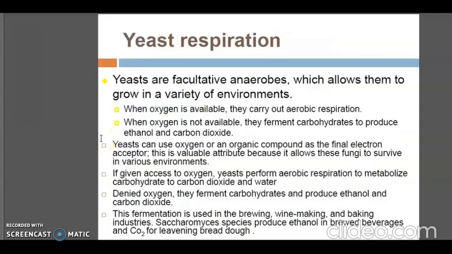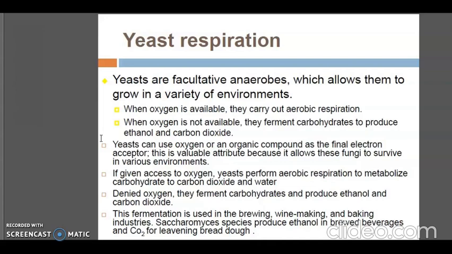Yeast are facultative anaerobes, which allows them to grow in a variety of environments. When oxygen is available, they carry out aerobic respiration, and when oxygen is not available, they ferment carbohydrates to produce ethanol and carbon dioxide. Yeast can use oxygen or an organic compound as a final electron acceptor, and this is a valuable attribute because it allows these fungi to survive in various environments.